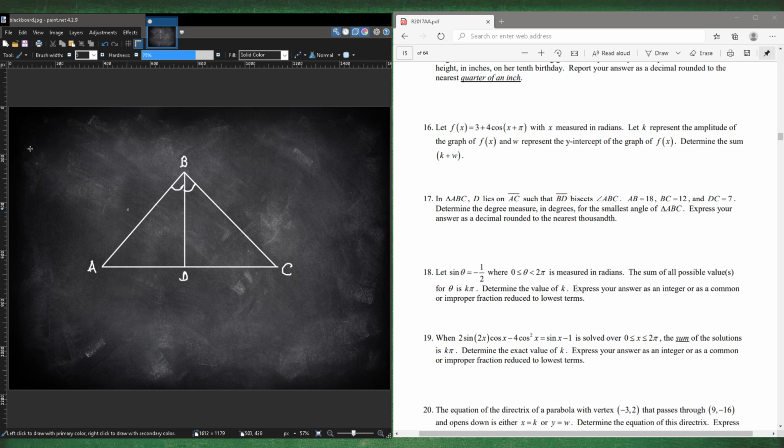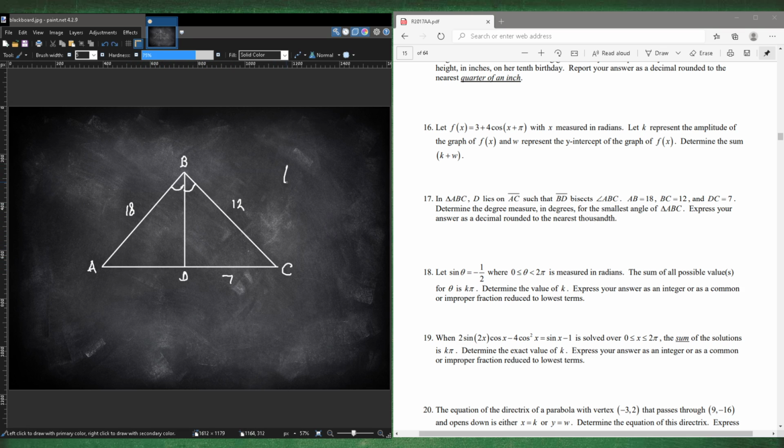And they say that AB is 18, BC is 12, and DC is 7. And then we need to find the degree measure of the smallest angle in this triangle. So how do we find this side length? Well, it's actually pretty easy. There's something called the angle bisector theorem, which basically tells us that if an angle is bisected, then the ratio of the side lengths are equal. So this divided by this is equal to this divided by this.